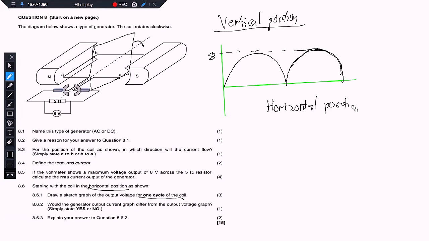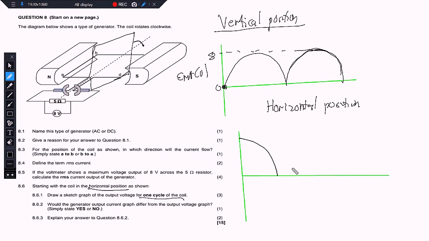So note that if it's starting in a vertical position, because there's no magnetic flux linkage in the coil at that point, that means the EMF involved has to be zero. So it's starting where EMF is zero. But if you have to draw the one for the horizontal position, we are saying that the EMF is at its highest, right? So that means it has to start there.